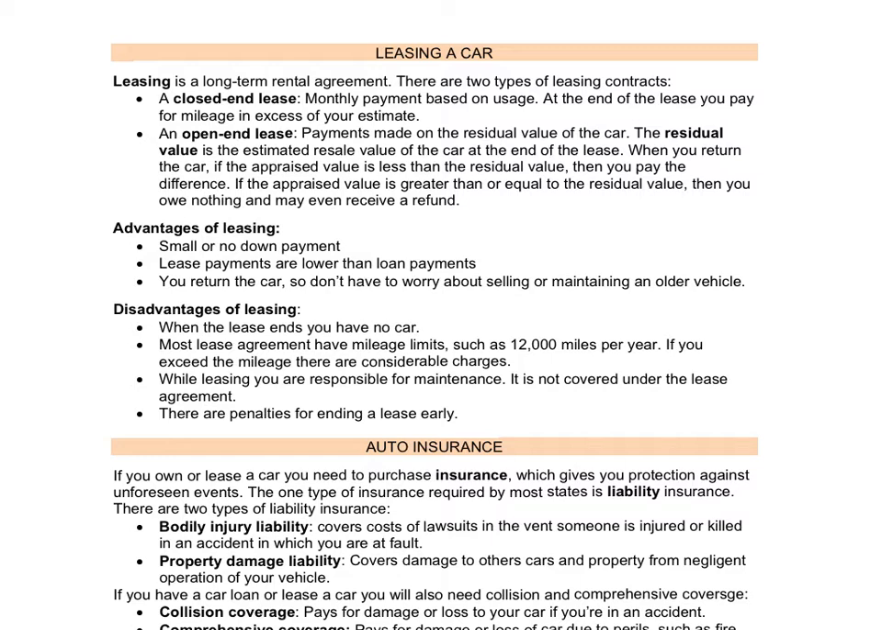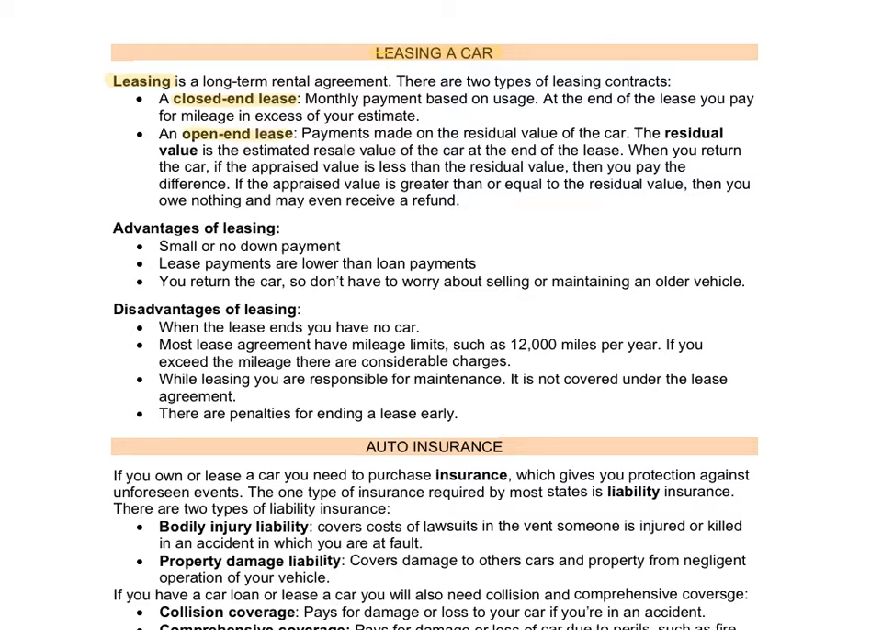So now we're going to do a little bit of vocabulary. One option you have instead of purchasing would be leasing a car. So when you think of leasing a car, leasing is a rental agreement. It's like you're renting the car, and there's two basic types of leasing contract. The first type would be a closed-end lease. So that's where you just do monthly payments, and at the end of the lease, you pay for mileage in excess of what you estimated your mileage would be.